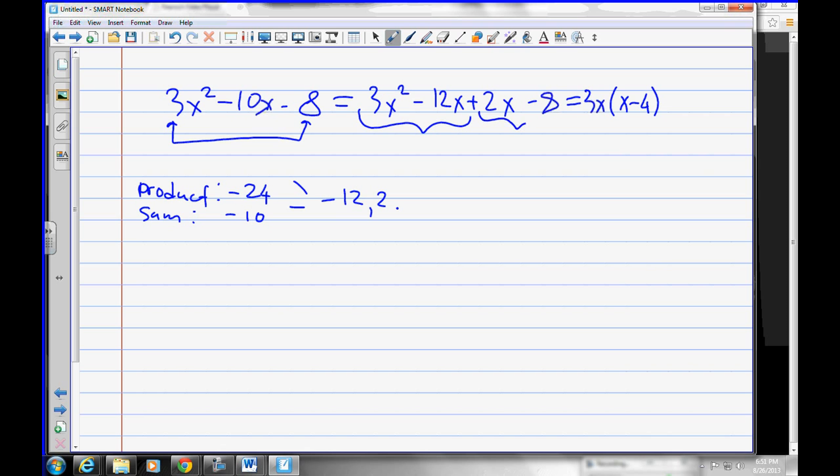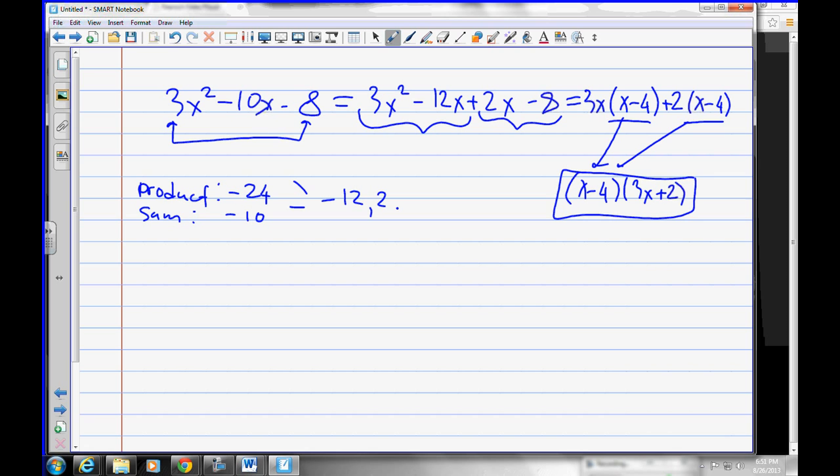So when I look at the last two terms, what can I take out? 2. So if I take 2, it gives me another x minus 4. Right? So x minus 4 becomes my new common factor. So I'm going to factor out x minus 4, and then that leaves me with 3x plus 2. So that's what that thing factors into. Nice thing about factoring, you can always check by foiling, because you all know how to foil. That's the easy part. So if that doesn't foil to the original problem, we're doing something wrong.